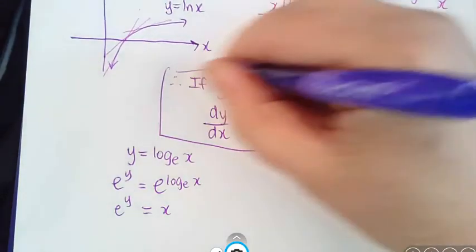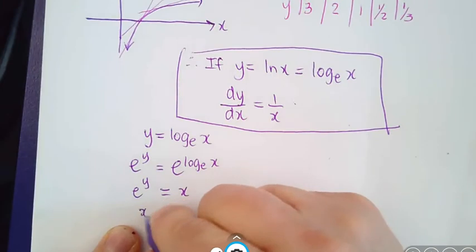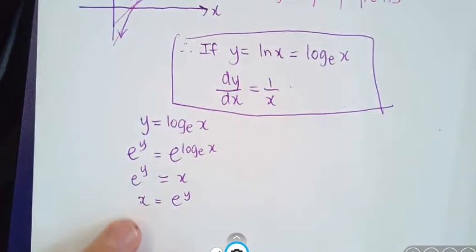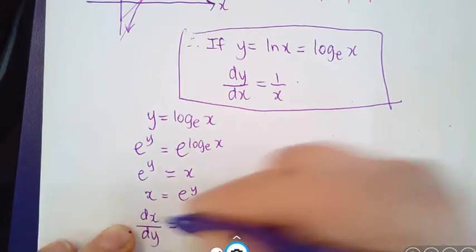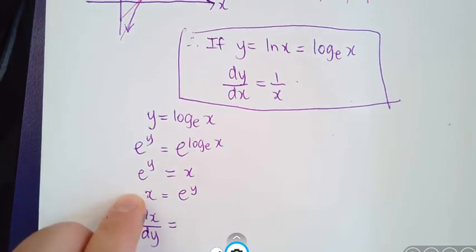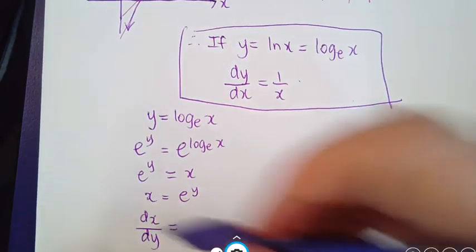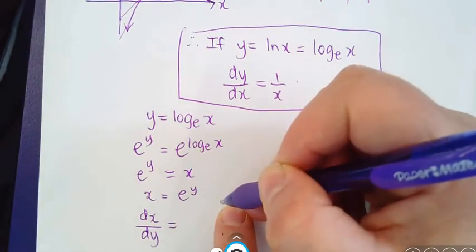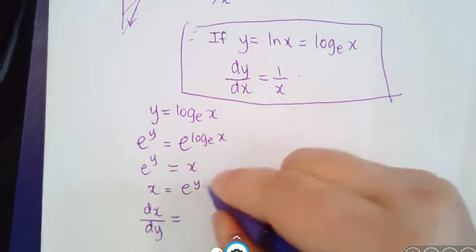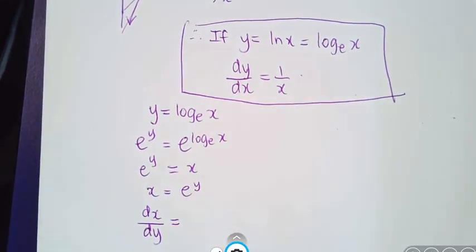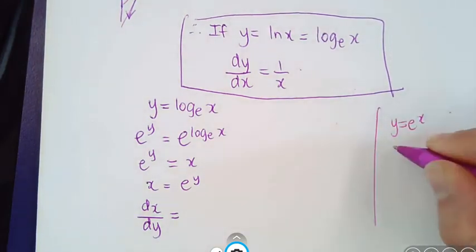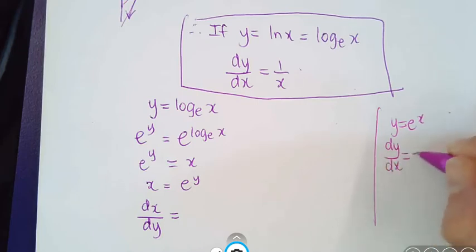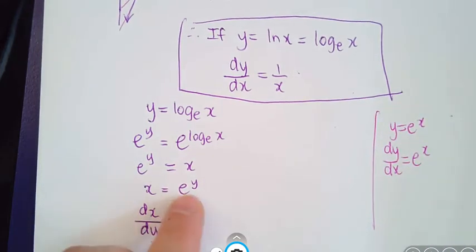I want dy/dx, but at the moment I've got x as the subject of my equation. I can't do dy/dx. In this case, I have to do dx/dy, because I'm now differentiating with respect to y. So if x is e to the power of y, what's the derivative? What's the derivative of e to the x? This is what you're familiar with. If y equals e to the x, then dy/dx is e to the x. So if x is e to the y, then dx/dy is e to the y.